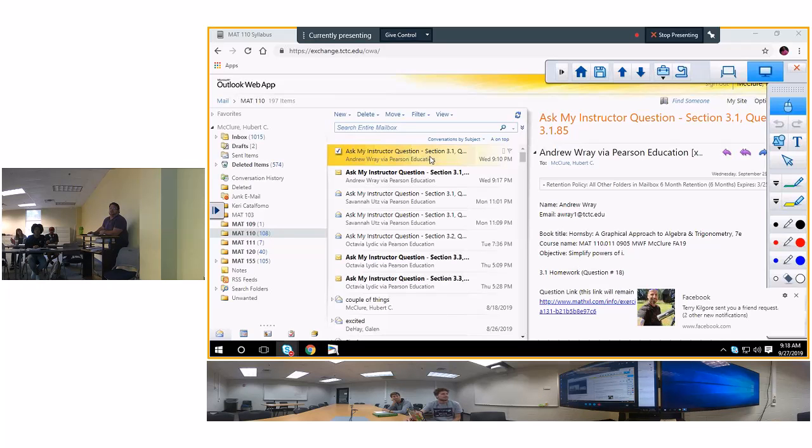All right, so we got 3.1. Let's see if these, I'm going to put subject. I was hoping these would be in order, but I don't know if they're in order or not.